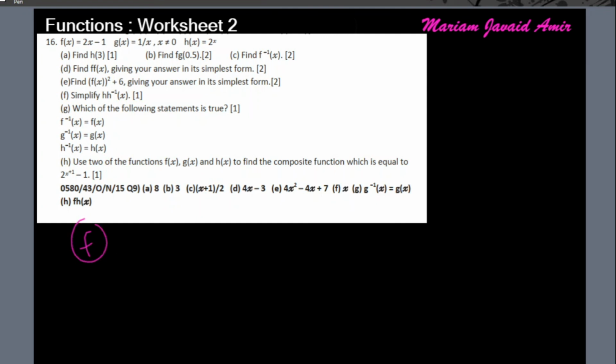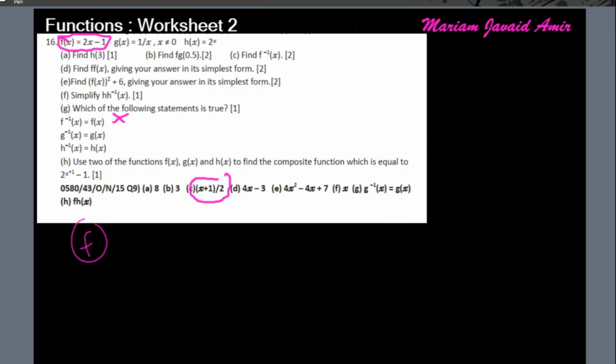Which of the statements hold true? F inverse of x equals f(x). We found f inverse of x in part C, and is this equal to f(x)? No, it's not. Is g inverse of x equal to g(x)?